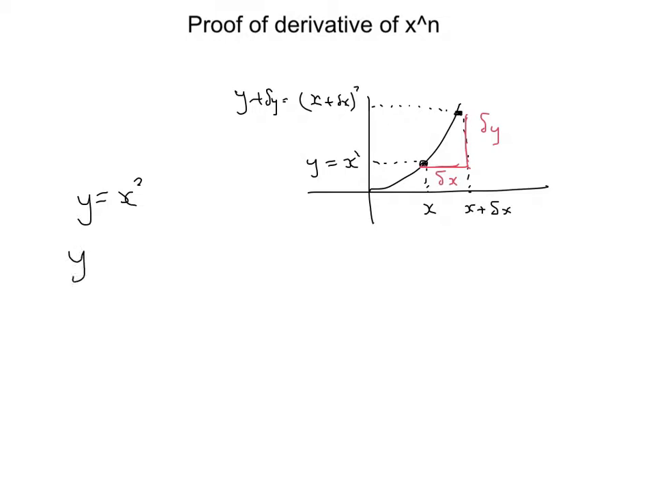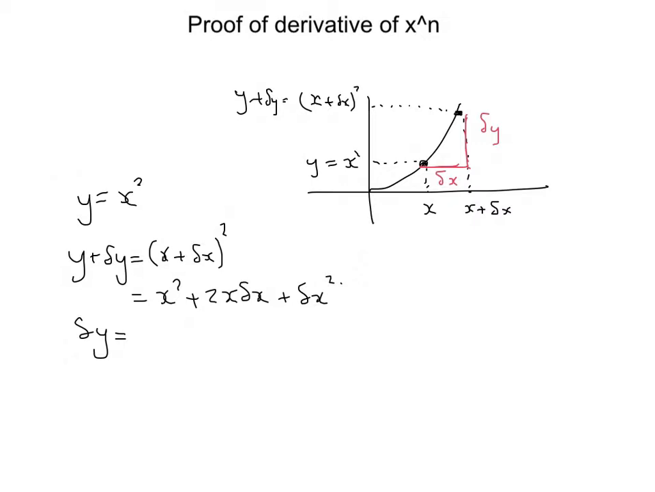Okay, let's set up our proof. If y equals x squared, then y plus delta y equals (x plus delta x) squared, which is x squared plus 2x delta x plus delta x squared. Then we subtract y from both sides to get delta y. Delta y equals 2x delta x plus delta x squared, because this y has been subtracted off and cancelled with that one.